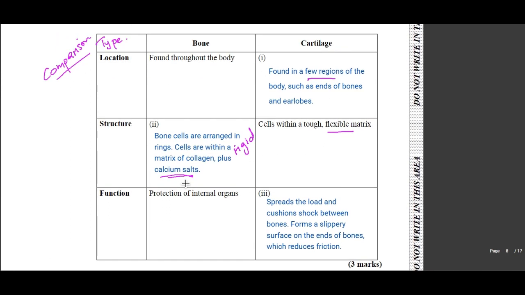And then we have protection of internal organs, spreads the load. Cartilage is going to spread the load and cushion the shock between bones, especially when it's located at the ends of bones. And it also is going to give a nice slippery surface for the bones to rub against. All right, because again, we don't want to wear our bones away too soon. They are going to wear away eventually with age, but you want to reduce that significantly, right? So that is what the cartilage helps to do.